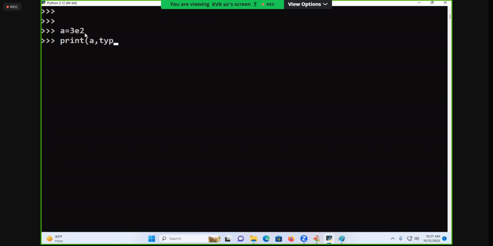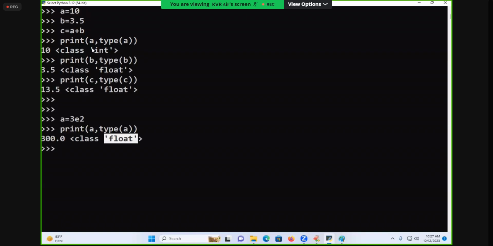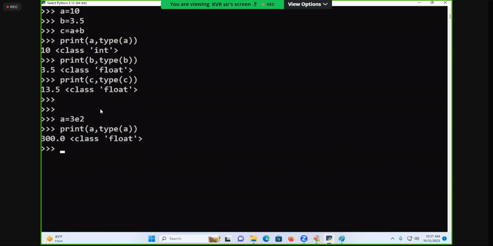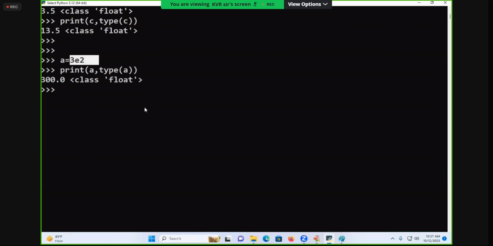Print the type of A. Is the answer 300.0 or not? Which type? What is 3E2? A scientific literal, treated as float type. Float is not only storing normal floating point values like this, it is also storing scientific notation data.